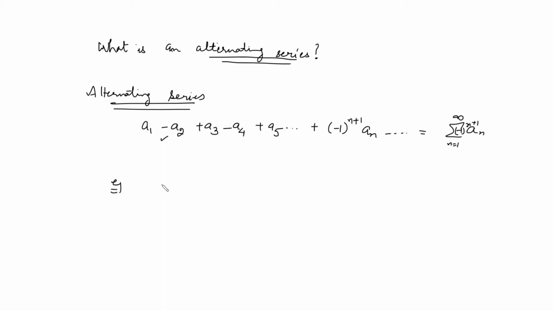For example, consider a series of this form: this is an alternating series with first term 1, second term 1/2, third term 1/3, fourth term 1/4 and so on, with alternate signs. We have to check the behavior of this type of series, and we will do that with the help of the alternating series test. So now let's see what the alternating series test is.